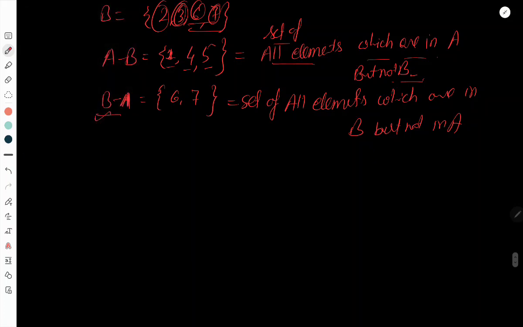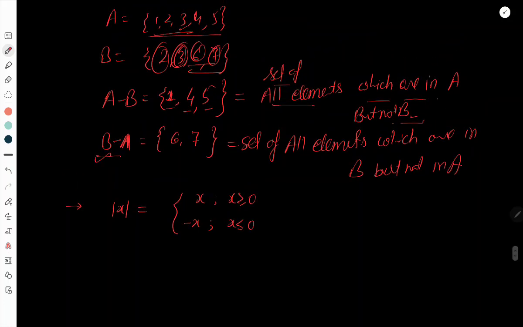Now in modulus, one thing I am telling you. Let's say you are writing modulus here. Modulus x is equal to x if x is greater than or equal to 0, and minus x if x is less than 0. Less than or equal to 0 also works, no problem.